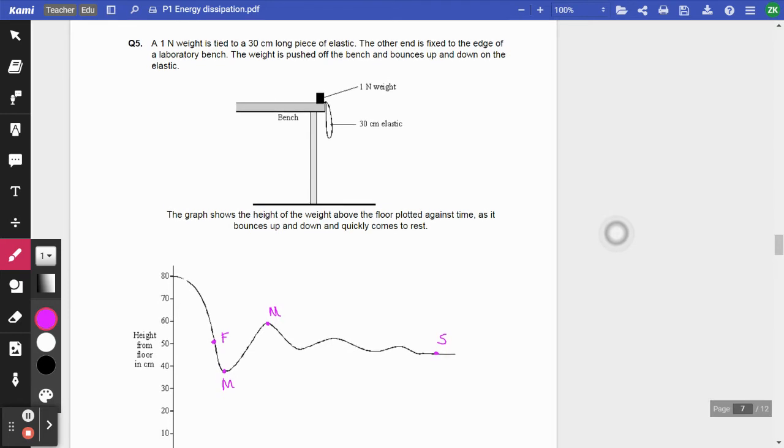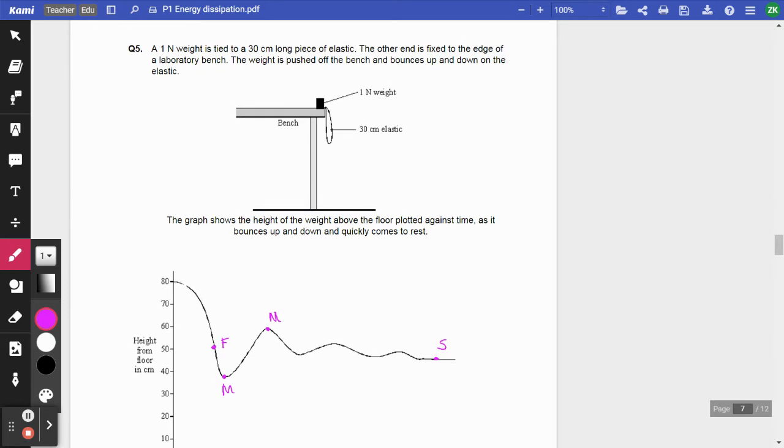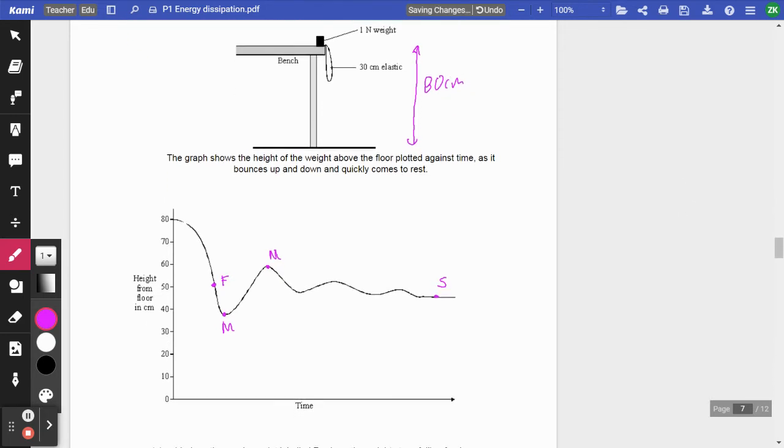Question 5. So here we've got an elastic band, and it's key to note that the elastic band is 30 centimeters long. Now the table is 80 centimeters high. How do I know that? From the graph we can see that the height from the floor in centimeters starts off at 80 centimeters from the ground. So we know that's how high the table is, and when the elastic is just hanging there, it's 30 centimeters from there.